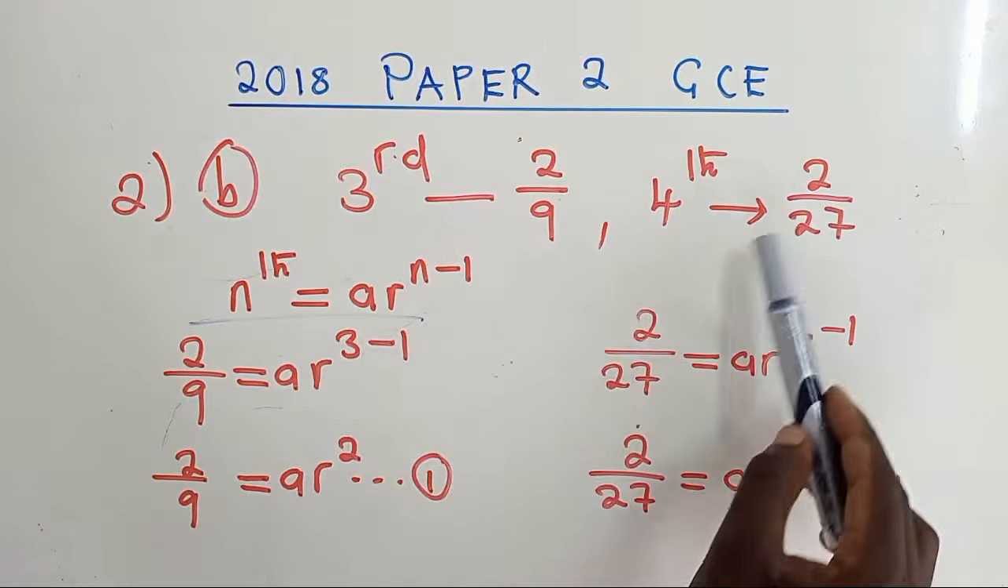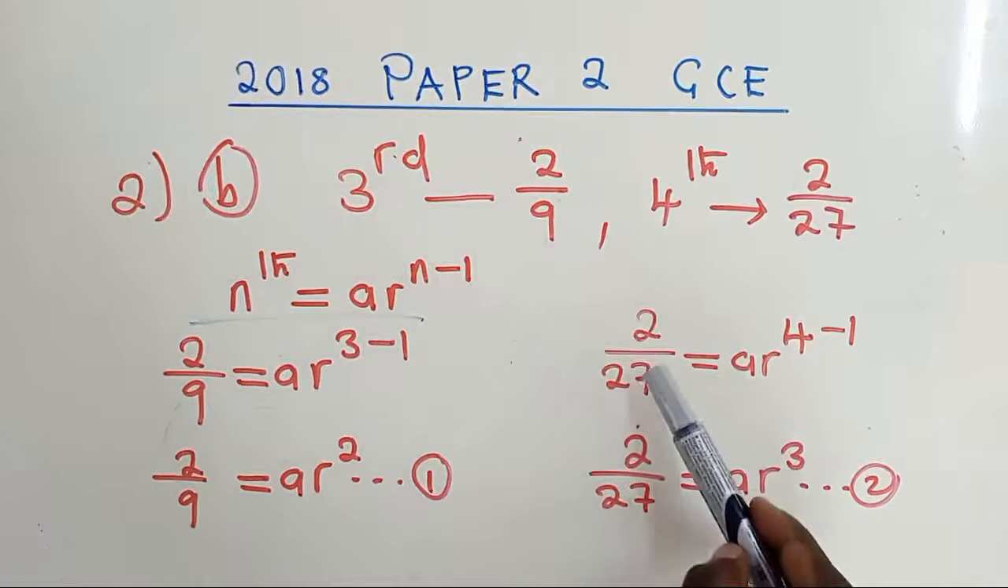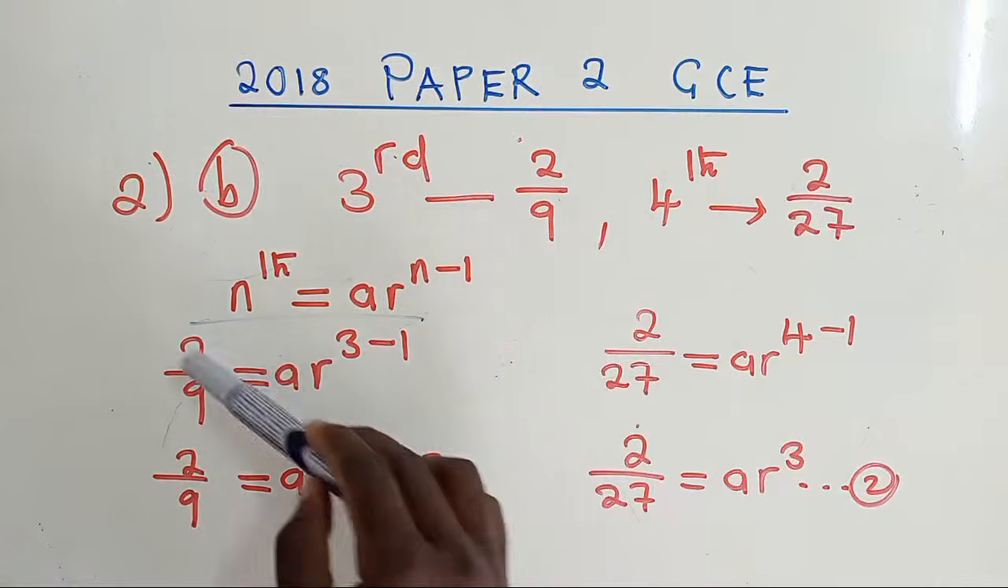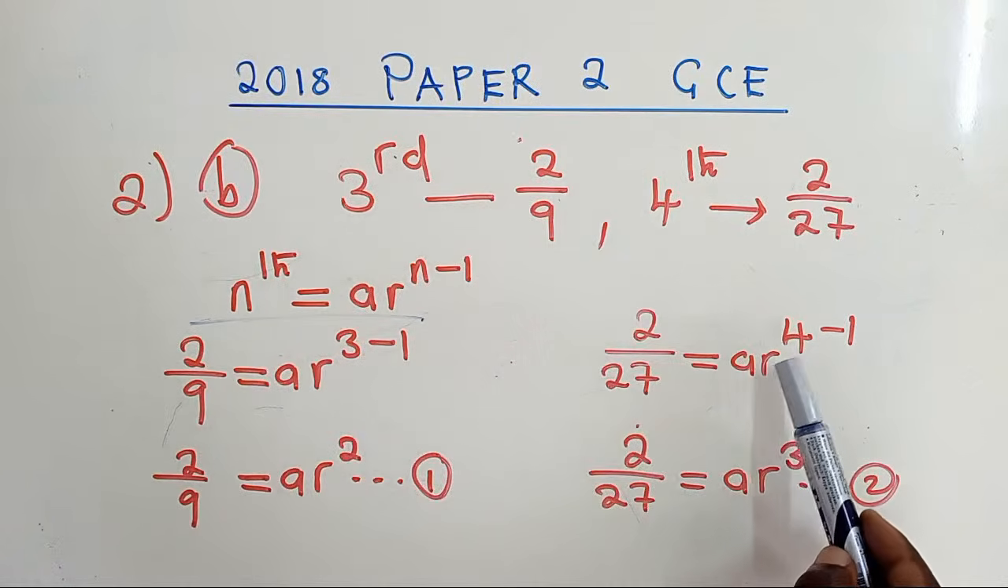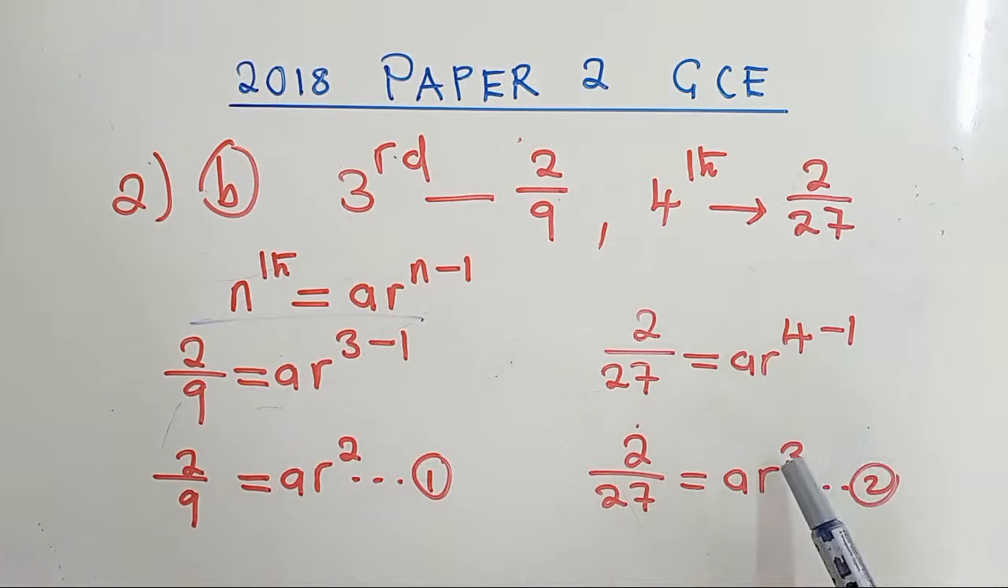Now put 27 right here. Put 2 over 27, like you did with this one, is equal to a r. On n, put a 4. On n right here, this n, put a 4. 4 minus 1, it's a 3. Keep this as your equation 2.